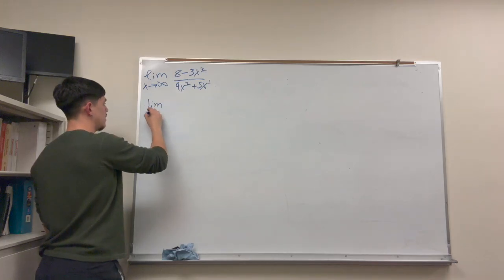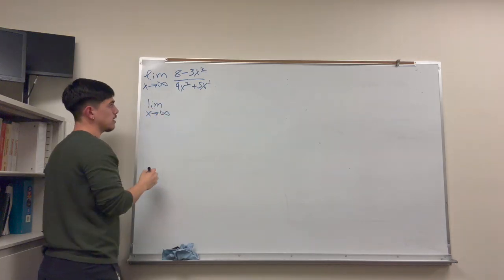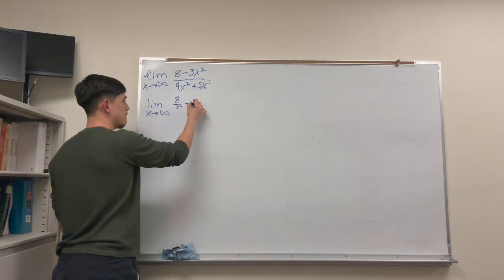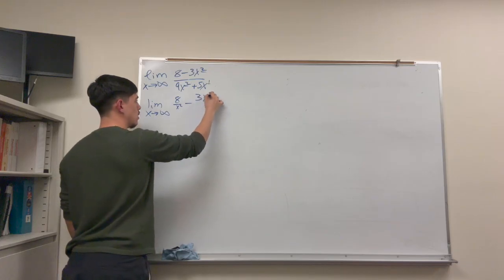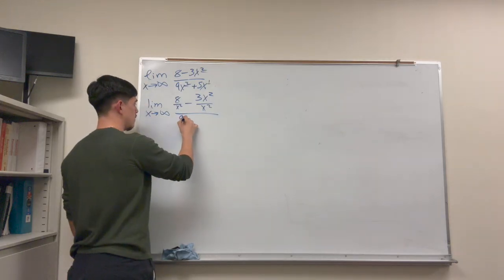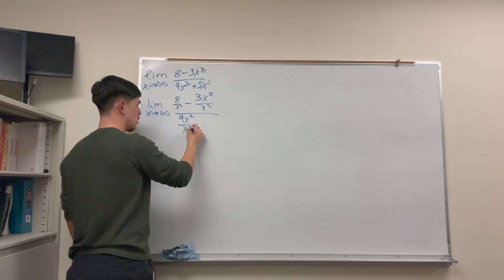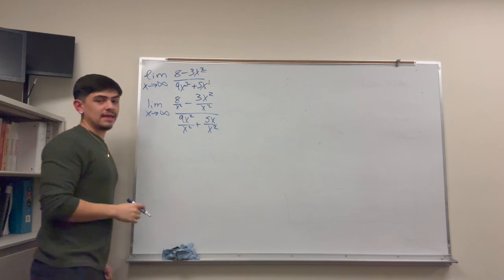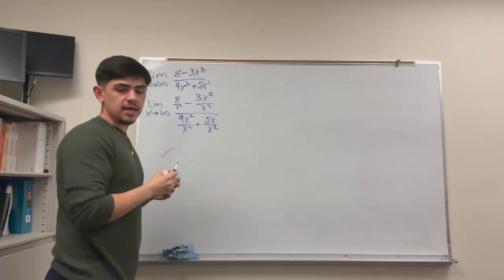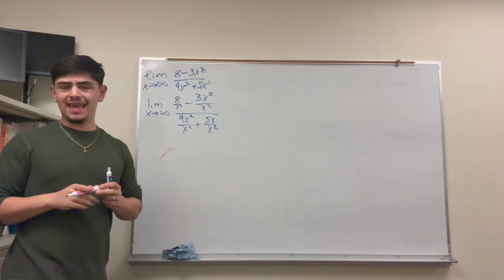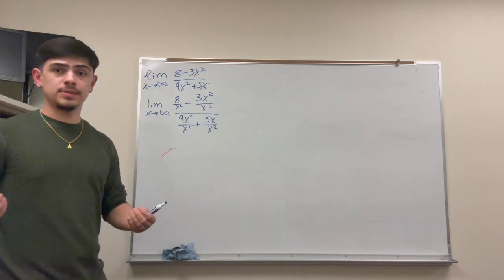So we have the limit as x goes to infinity, and I want to divide everything by x squared. So we have 8 over x squared minus 3x squared over x squared, all over 9x squared over x squared plus 5x over x squared. And yes, I know this looks ugly, this looks intimidating, but it's not as bad as it looks. So what we're gonna do, we can go ahead and see what cancels out here. There's a lot of things that can cancel out here.